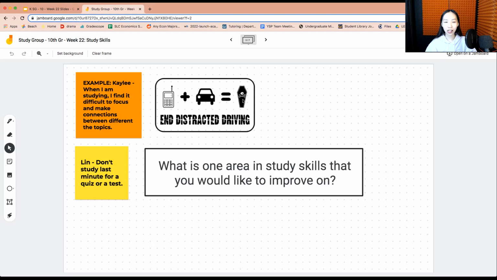And then my student said, to not study last minute for a quiz or a test. So even though he said he's getting better at not doing his assignments last minute, he's still doing it last minute for his quiz or test, like staying up for that. So that's something he would like to work on.